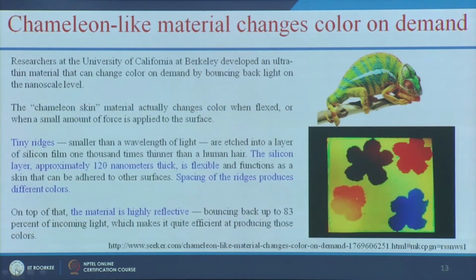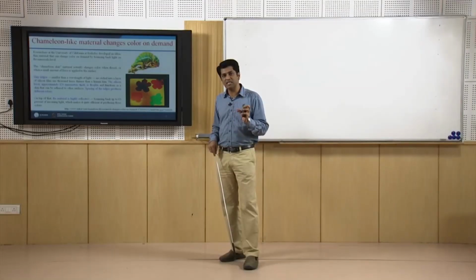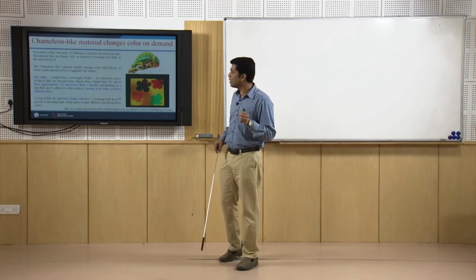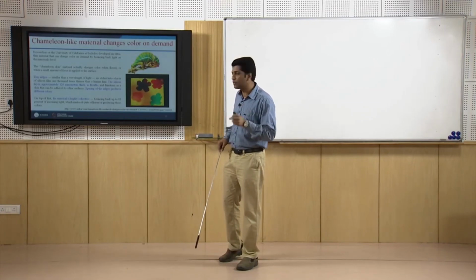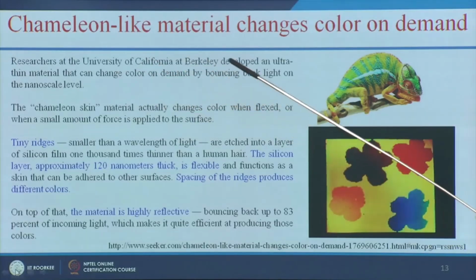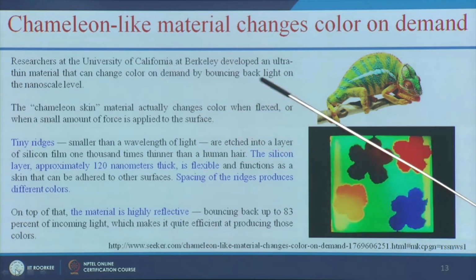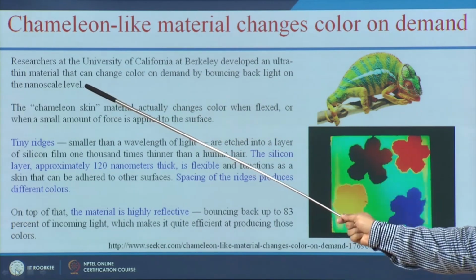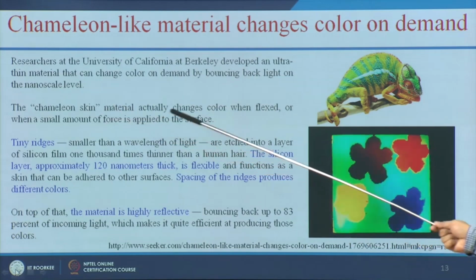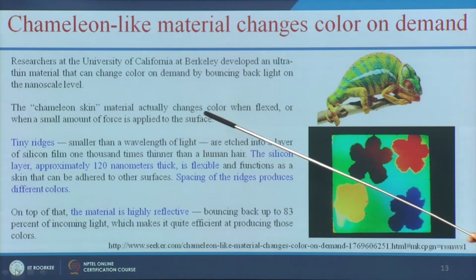So let us see another example, chameleon. You might have seen that a chameleon changes the color according to the environment. So we can take the idea from that, we can make such kind of material which can change color when you apply a pressure or a small amount of force. Researchers from University of California developed an ultra thin material that can change color on demand by bouncing back light on the nanoscale level. So this chameleon scale material actually changes the color when you apply some force to this material.